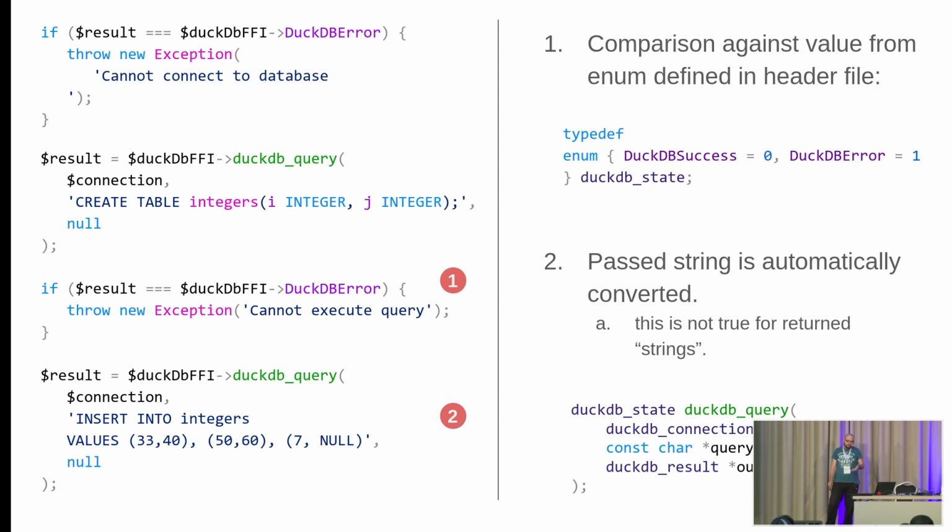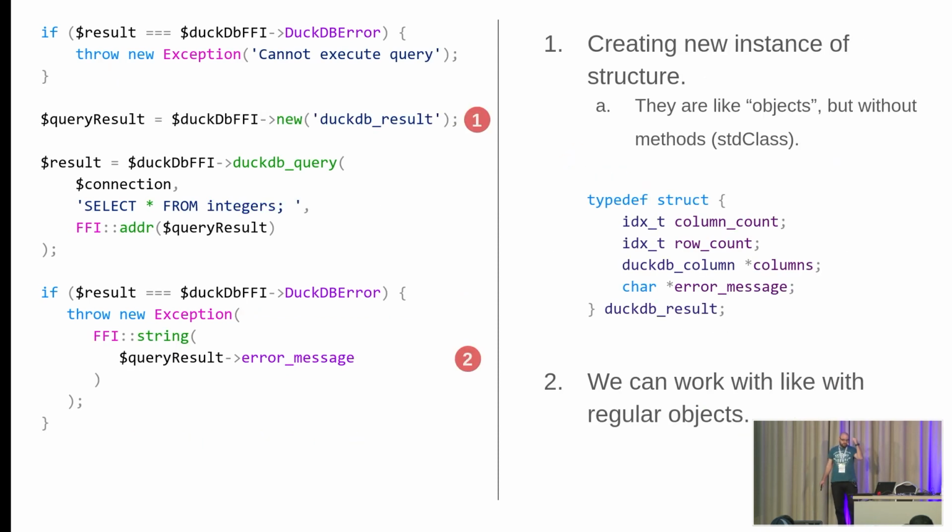Okay, so I query DuckDB. I actually create a table. In this table, there will be two columns. Each of them will be of integer type. Again, I will check the result, and then I try to insert some data. Again, I will check if everything is all right. Then I will create the duckdb_result.